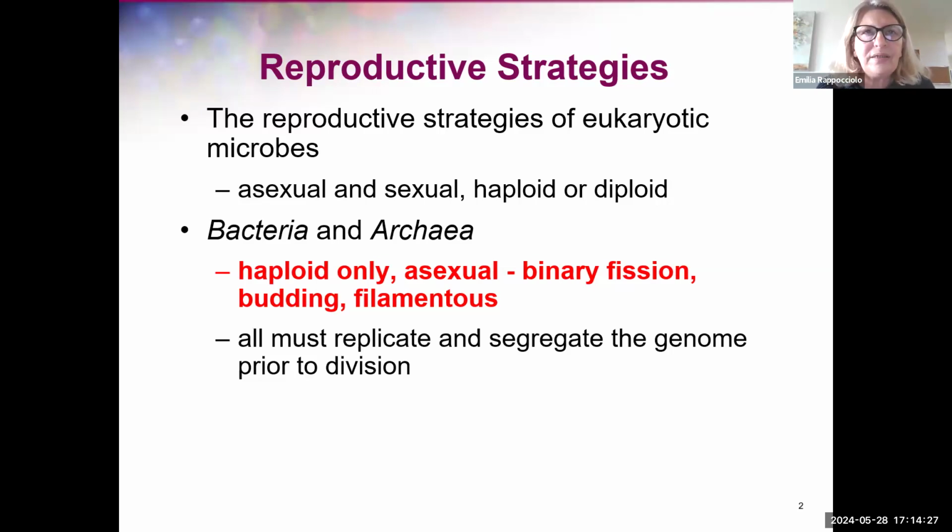In any case, cells, before they divide, they need to replicate the DNA, so they need to copy their genetic information and segregate, so pushing it in separate areas of the cytoplasm so that it can be distributed equally to the daughter cells.